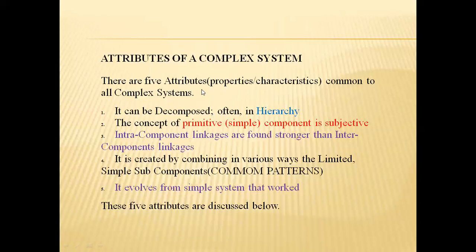These attributes are properties of the system. So first, the complex system, and next, the attributes of the complex system. Any social institution or any organization is represented by one complex system.